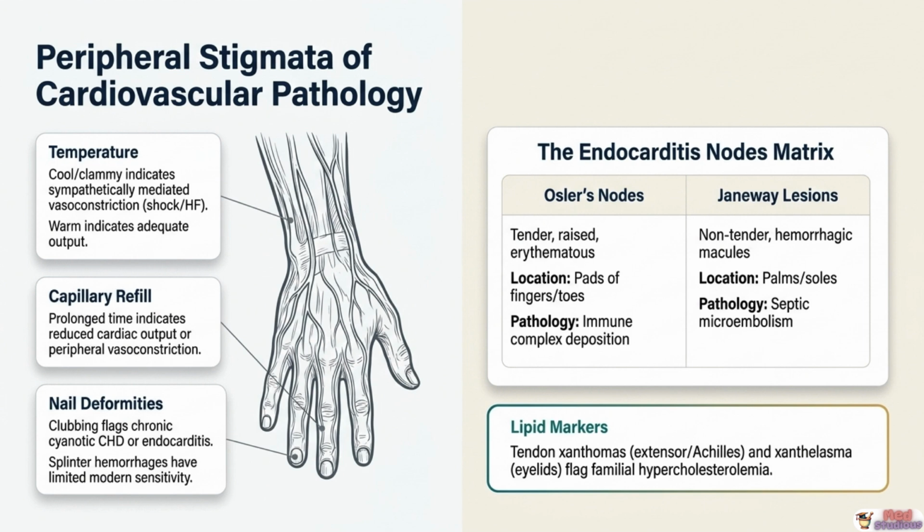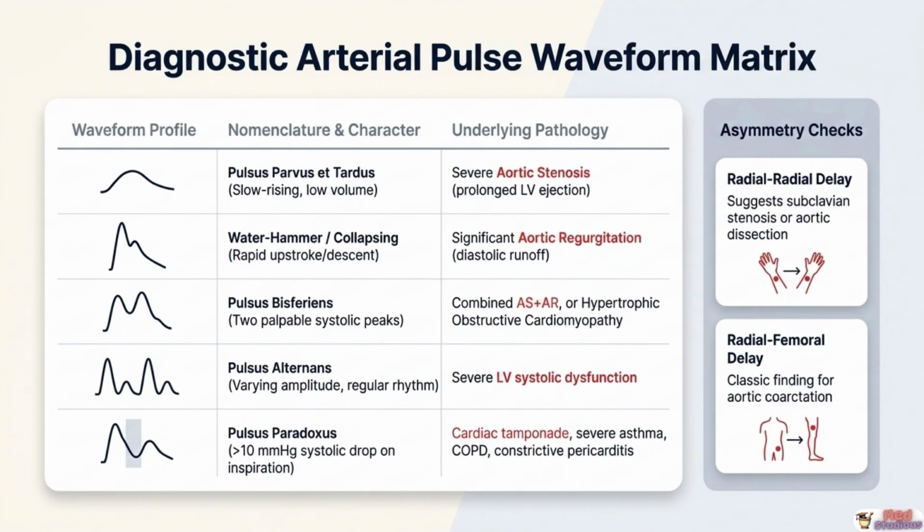The arterial pulse waveform is essentially a hemodynamic fingerprint, and 5 distinct profiles let you diagnose valvular disease before you even reach for a stethoscope. Pulsus parvus et tardus shows a slow-rising, low-volume pulse, the signature of severe aortic stenosis, reflecting prolonged left ventricular ejection through a narrowed valve.